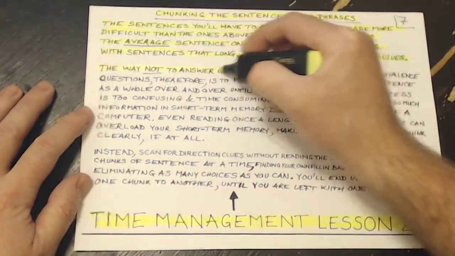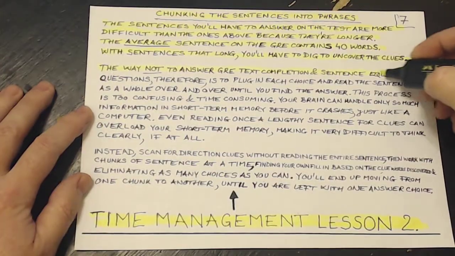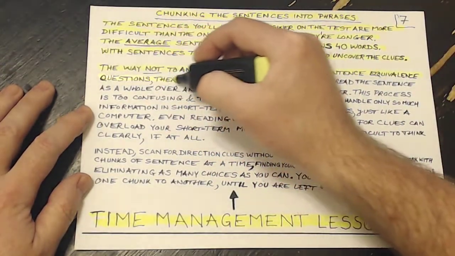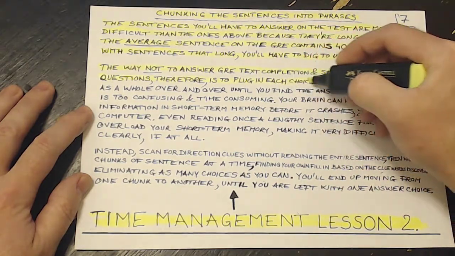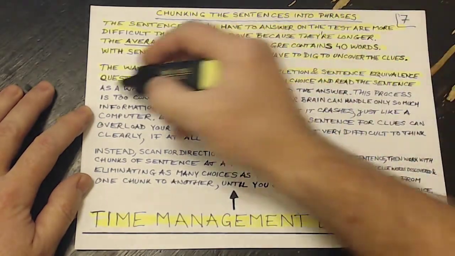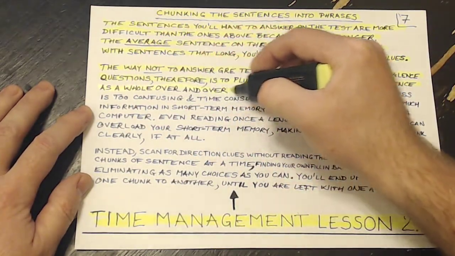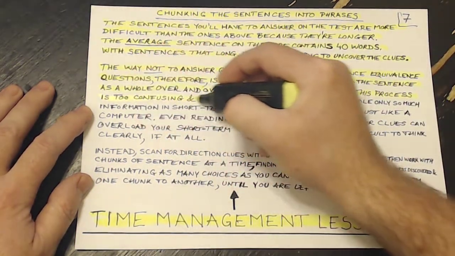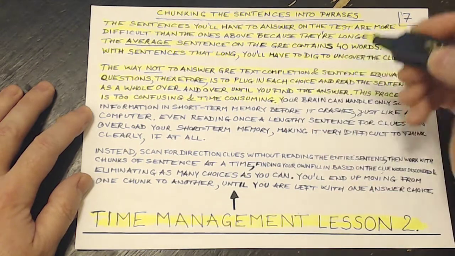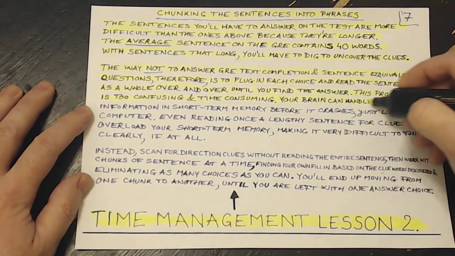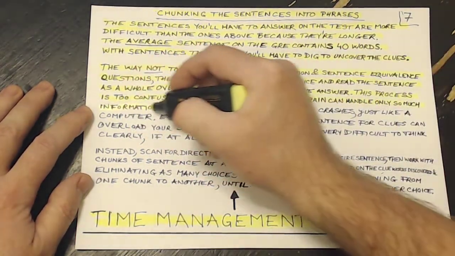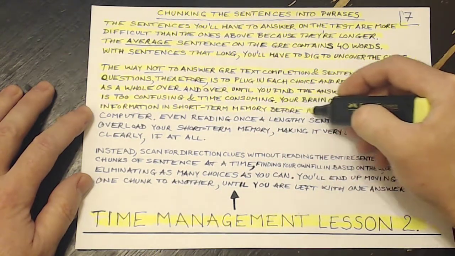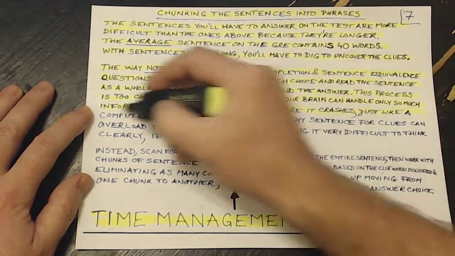The way not to answer GRE text completion and sentence equivalence questions, therefore, is to plug in each choice and read the sentence as a whole over and over until you find the answer. This process is too confusing and too time-consuming. Your brain can handle only so much information in short-term memory before it crashes, just like a computer.